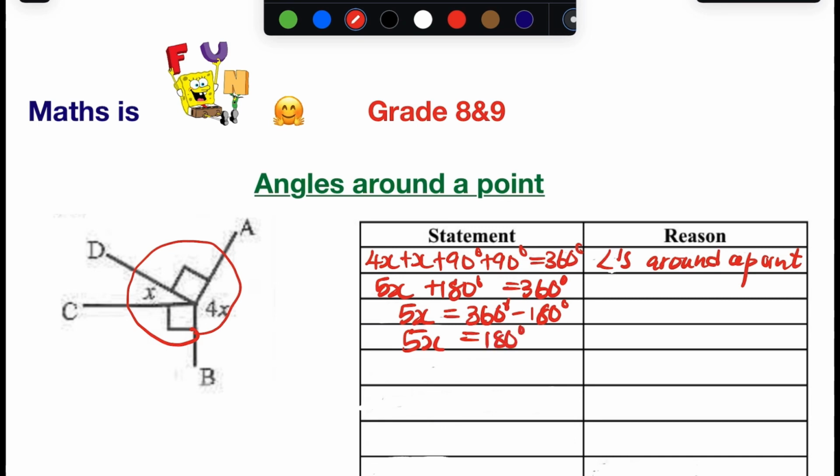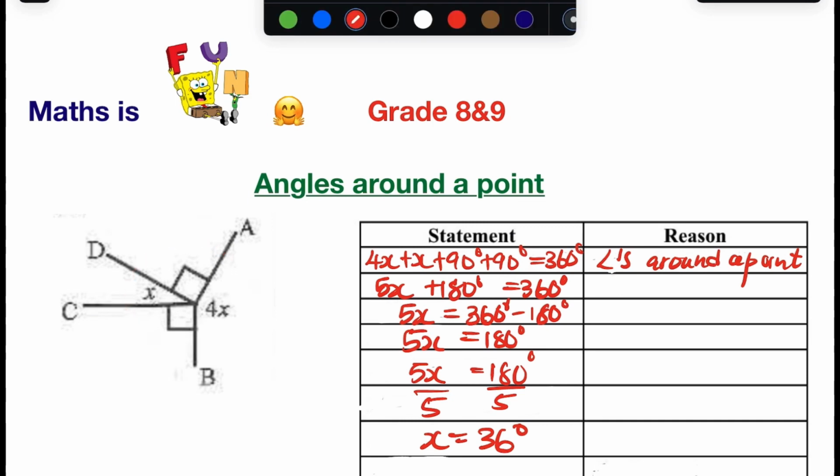And then we're going to use our calculator. So 180 divided by 5, it's 36. So we'll divide by 5 both sides. So it will be 36 degrees. So the answer here is 36.